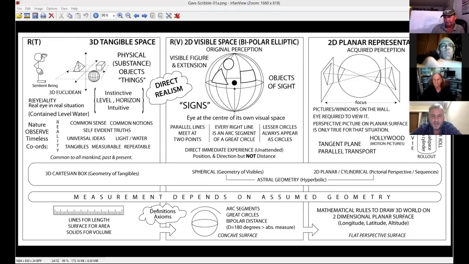And then on the right-hand side, the deception, if you like, is that they're always telling us planar representations are all we get. So they miss out the middle bit. The middle bit, the signs, are the things that they don't want to tell you about. They basically go from the left-hand side to the right-hand side and skip the bit in the middle.